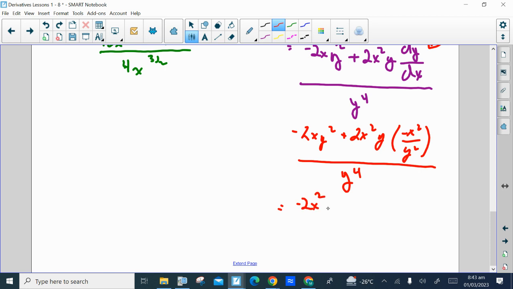So now we'll simplify to get our final answer. So it's going to be a positive 2x squared times a negative x squared. That'll give us negative 2x to the 4th. And you've got this factor of y on top. You've got y squared on the bottom. So that'll become 1 over y, or y to the negative 1, all over y to the 4th.